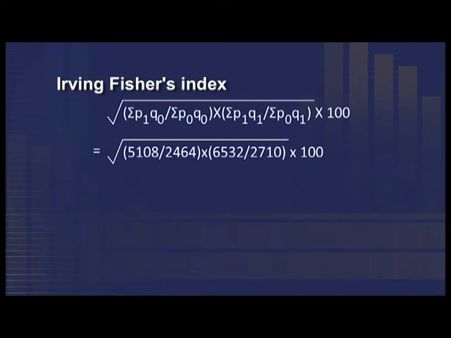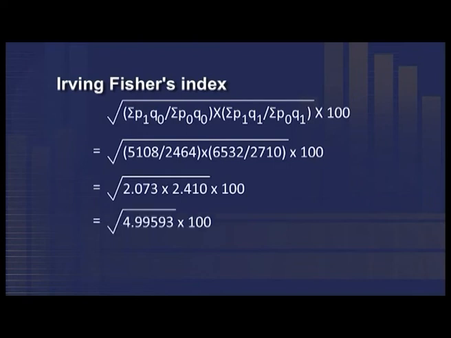Substituting the values in the formulae for finding the index, we will get square root of 5,108 by 2,464 into 6,532 by 2,710 into 100, which is equal to square root of 2.073 into 2.410 into 100 is equal to square root of 4.995 into 100 is equal to 2.235 into 100 is equal to 223.5 as the index number.